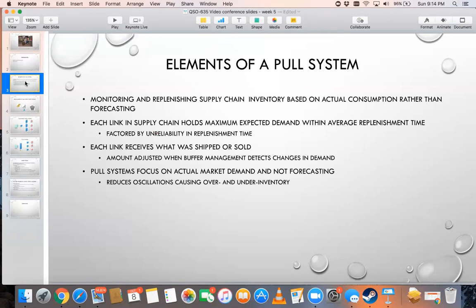that's the first bullet. Each link of the supply chain holds maximum expected demand within an average replenishment time. This is factored by unreliability and replenishment time. Basically, we ask what is the average time to replenish a product to the vendor? If the average replenish time is, say, 10 days, we're going to have 10 days worth of demand. If the store sells 5 products a day, and the lead time is 10 days, we're going to have 50 units worth of supply in the supply chain.